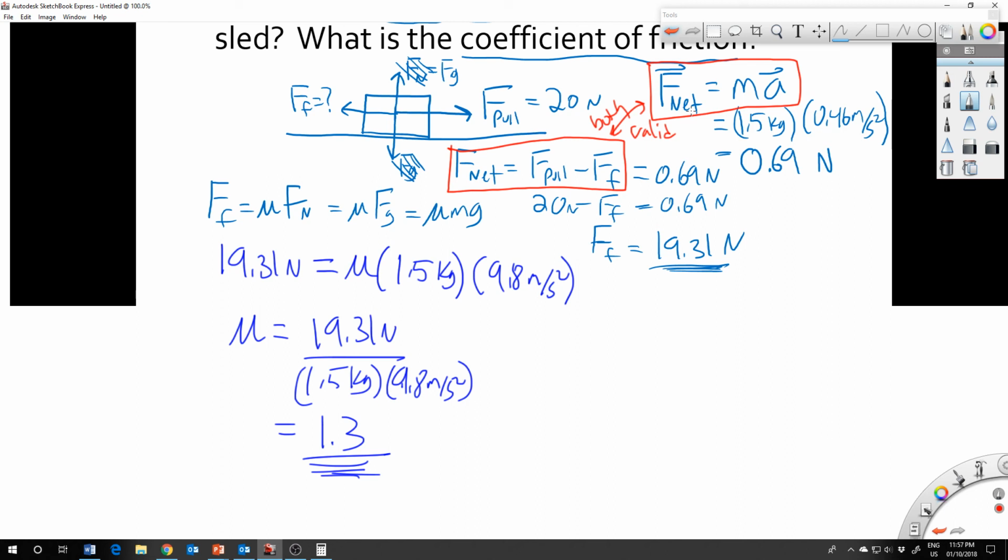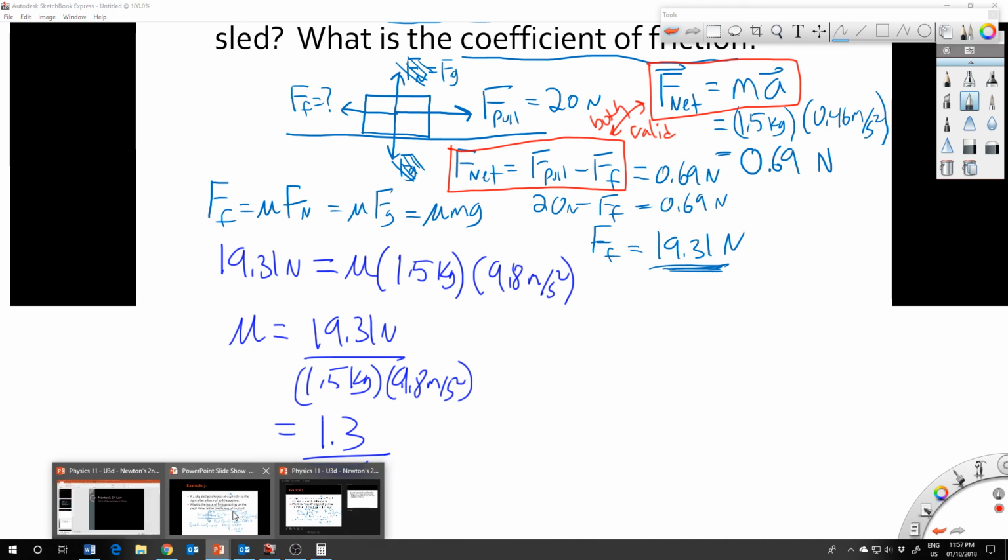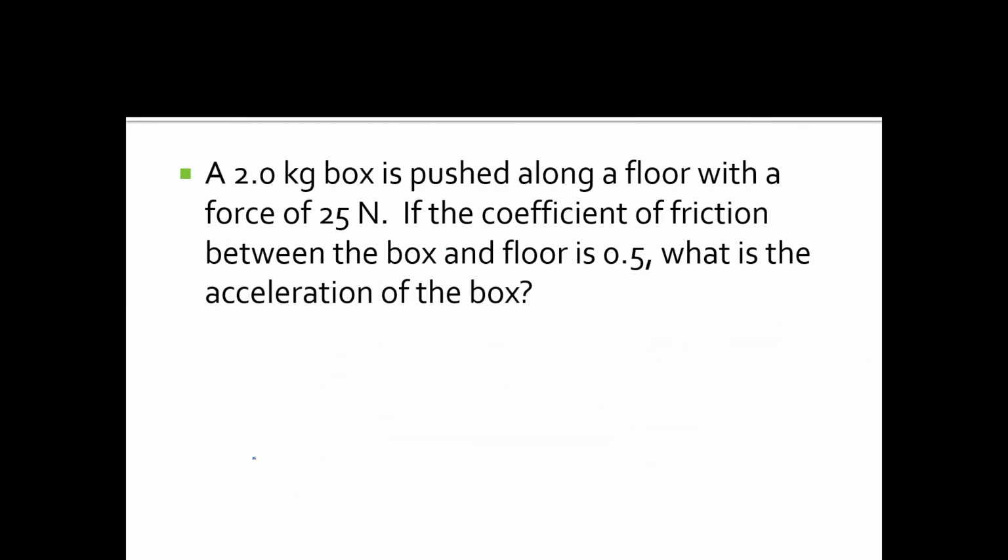I think I have one more example, and then you guys can get your assignment. So here you have a 2 kilogram box pushed along a floor with a force of 25 newtons. This time we're given the coefficient of friction, and it asks us what is the acceleration of the block.